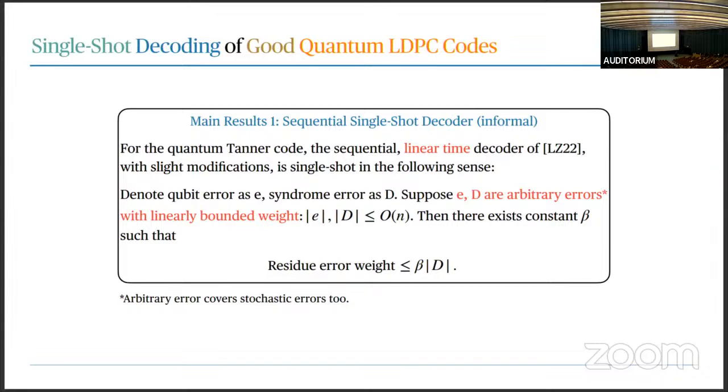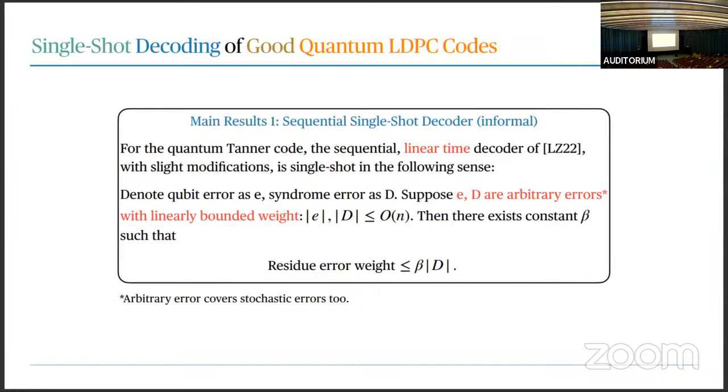How small should your residual error be? Well, you would hope that the smaller your measurement error is, the smaller your residual error is. And you would hope that the weight of this actual error E does not show up in the equation. That's exactly what we show here: when you apply this linear time sequential decoder, the residual error weight will be bounded by a factor of the measurement error weight.